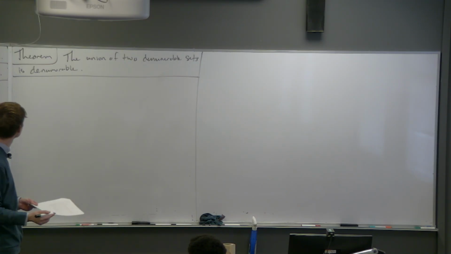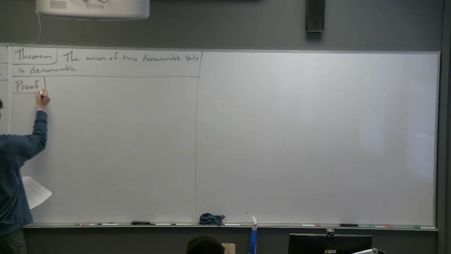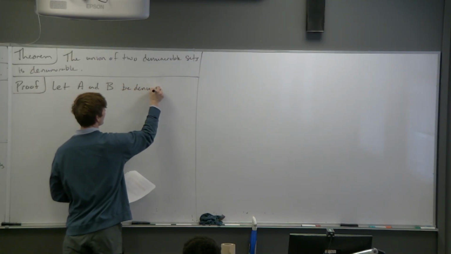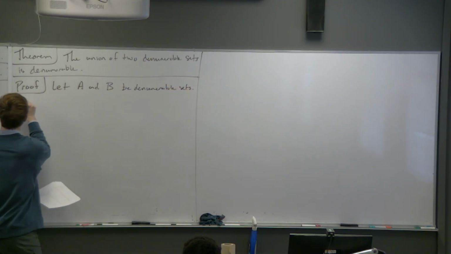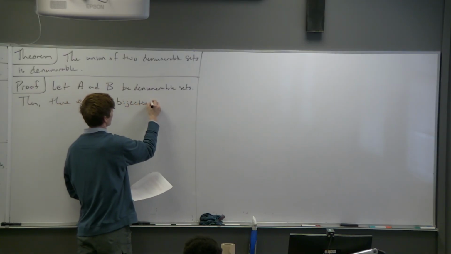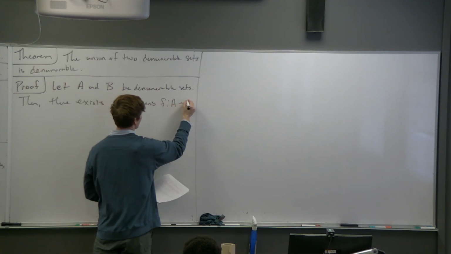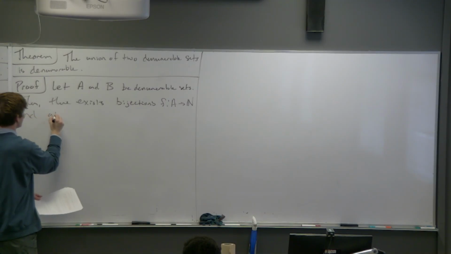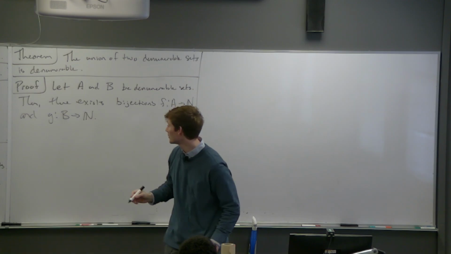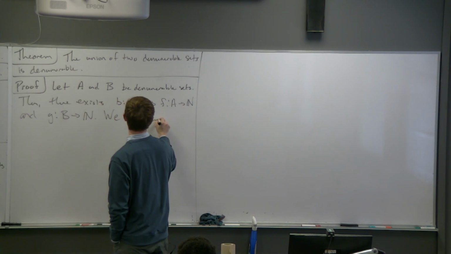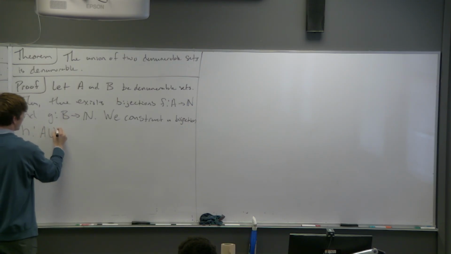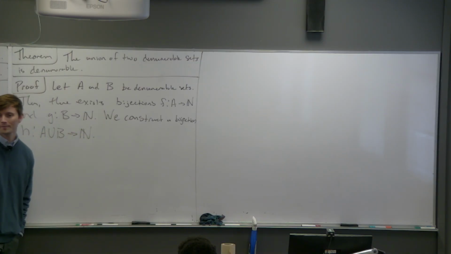Are denumerable sets. Therefore, there's a bijection between them, so between A and B. Okay, I like this. Let's let A and B be denumerable sets. Then there exist bijections f from A to the naturals and g from B to the naturals. Let's construct a bijection, let's call it H, from A union B to the naturals.